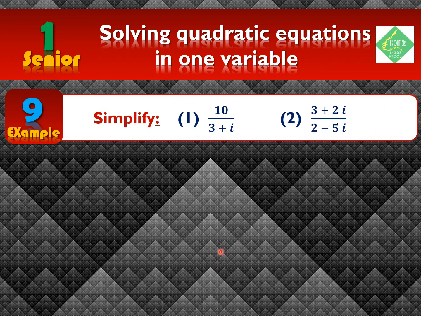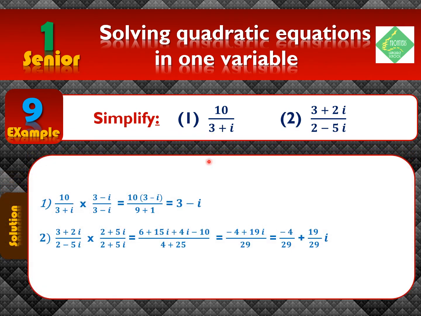Simplify 10 over 3 plus i. First of all, you have i in the denominator, so you have to get rid of it. How can I get rid of it? I will multiply this fraction by 1, but replace 1 with a conjugate fraction. What is the conjugate of 3 plus i? Yes, it changes the sign of i only. So the conjugate of 3 plus i is 3 minus i. So you have to multiply this fraction by 3 minus i over 3 minus i.